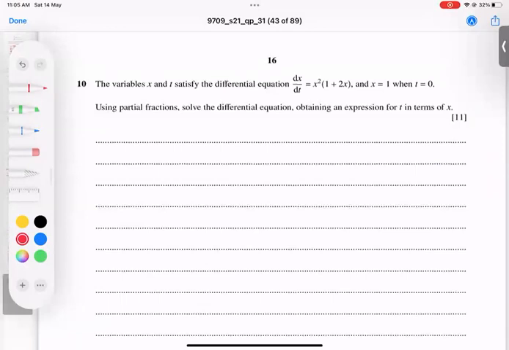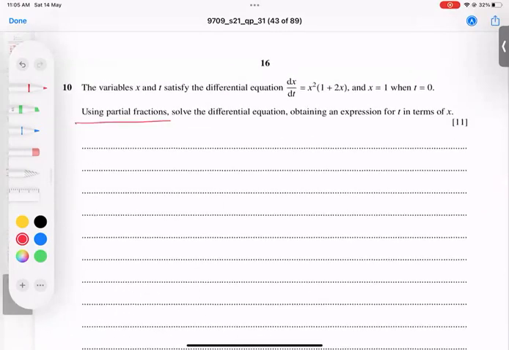He's asking here to use partial fraction and the differential equation, and obtain t as the subject. So my target is to make T the subject. So it means partial fraction is also there. So first of all, reshuffle, rearrangement, because at this level we don't know which part we have to do partial fraction.